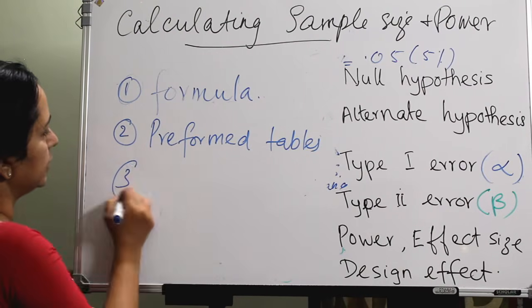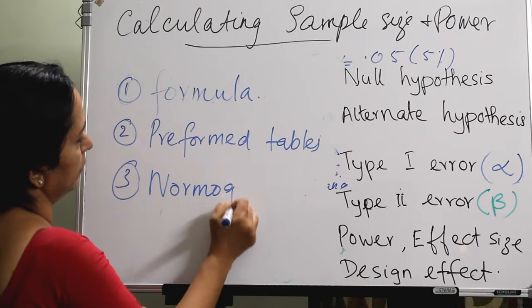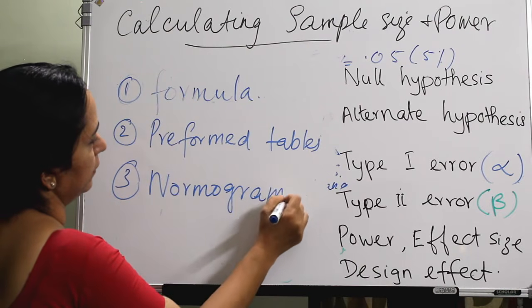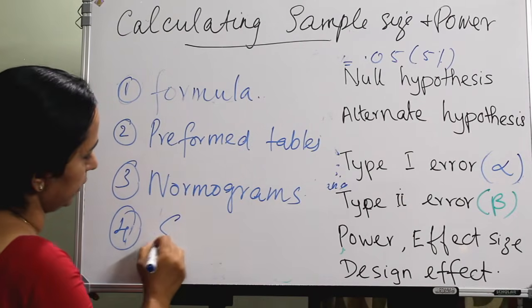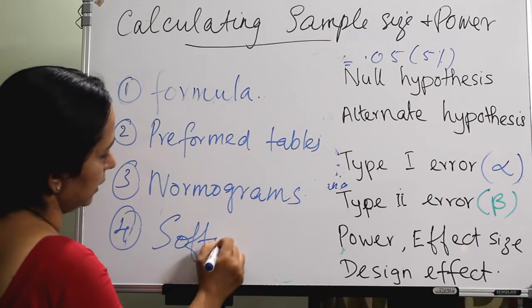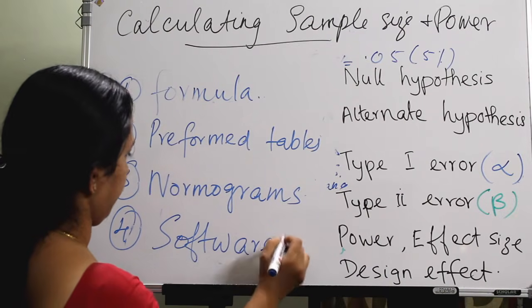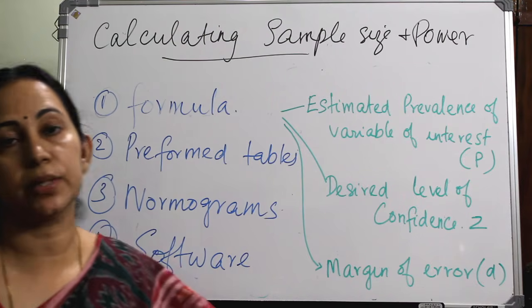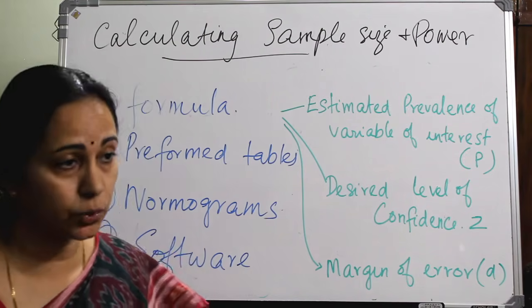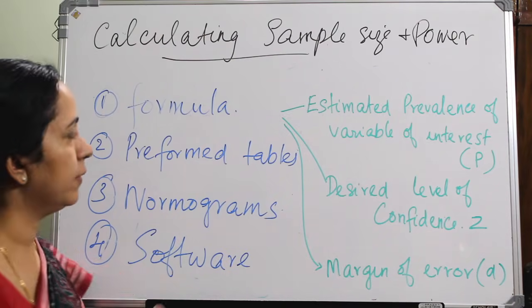And the third is by using nomograms. And the fourth is by computer generated softwares. There are so many free softwares also. By using formulas for calculating the sample size, you have to take into consideration mainly 3 factors.